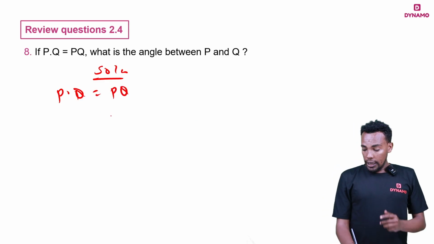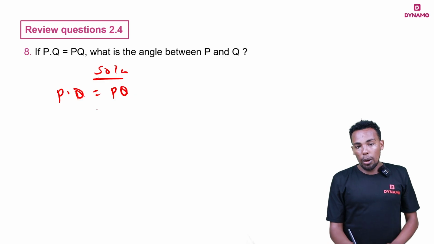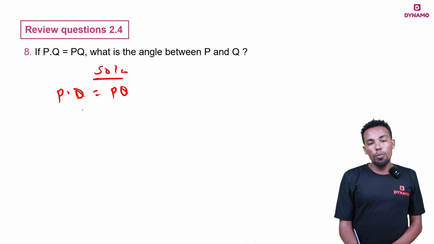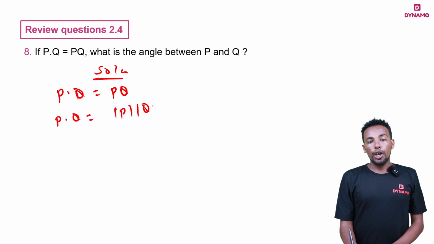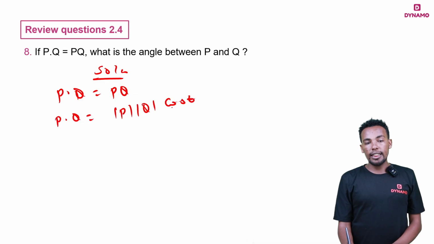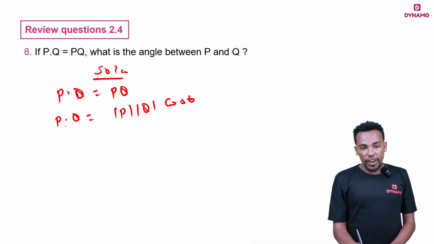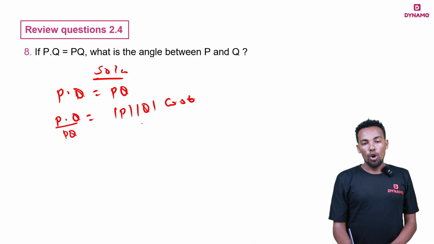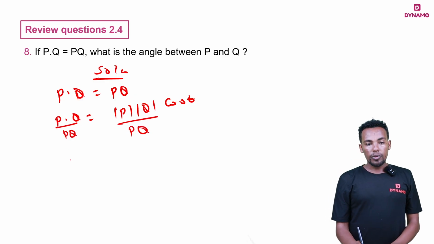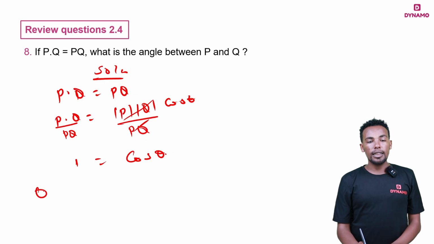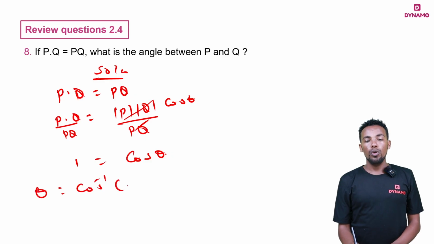To find it, P dot Q is the magnitude of P times the magnitude of Q times cos theta. So cos theta is PQ over PQ, which is 1. Theta is equal to cos inverse of 1.